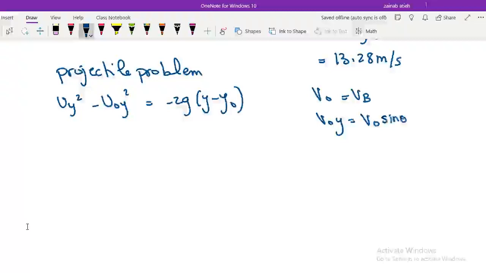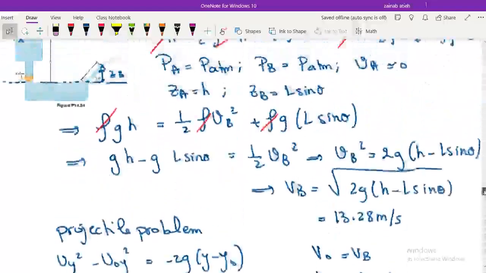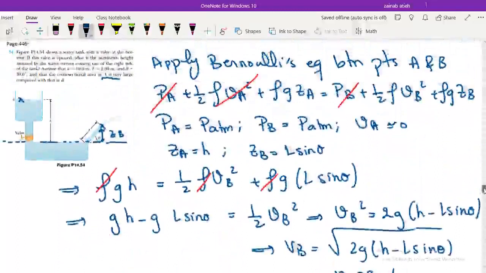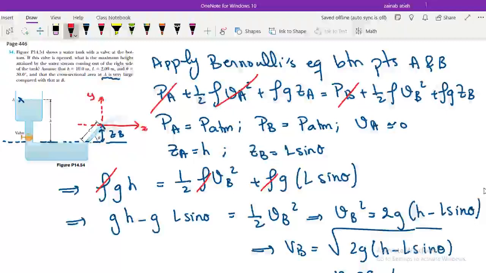What is theta? It's the angle that the projectile was making with the x-axis. I will go up to allow you to see the figure. As you can see, this is my x-axis, this is my y-axis. This is VB, making an angle theta. So if I project here, I will get VBY and VBX. It can be divided into two components, one sine and one cosine.